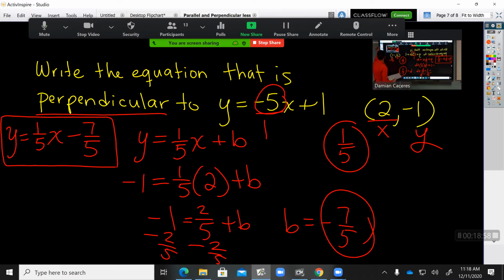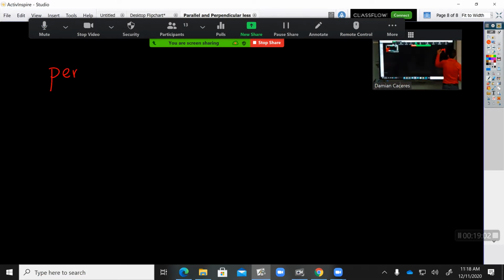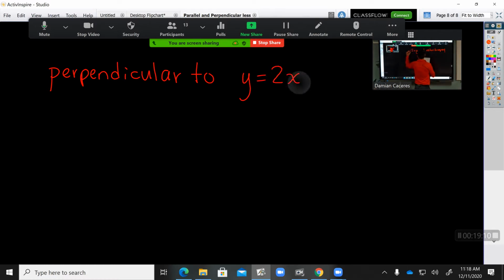Okay, so on your own, I want you to try this one. Perpendicular to y equals 2x minus 3 and goes through (-5, 3). Go ahead and try it.